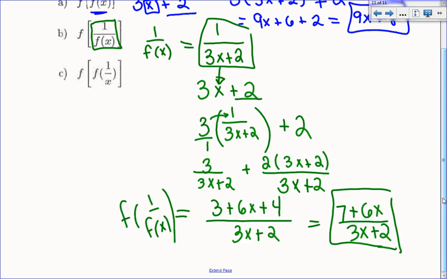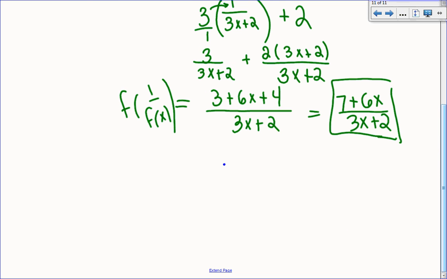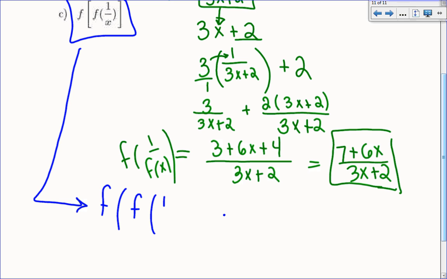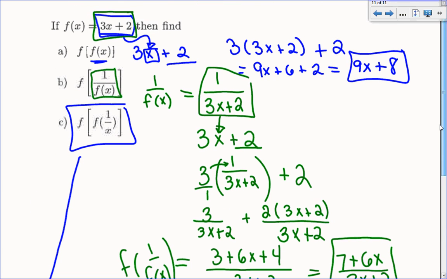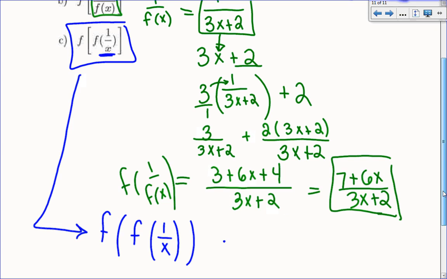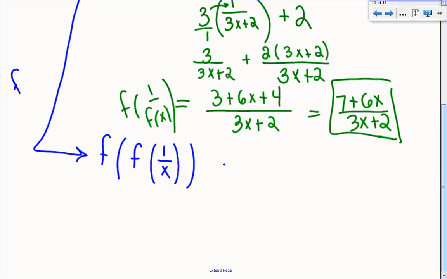Okay, last one, and this is different. So letter C. We're looking at f of f of 1 over x. Do you see the difference there? It's not f of 1 over f of x, it's just in the middle. We've got f of 1 over x, which is different. So we know f of x is still 3x plus 2.